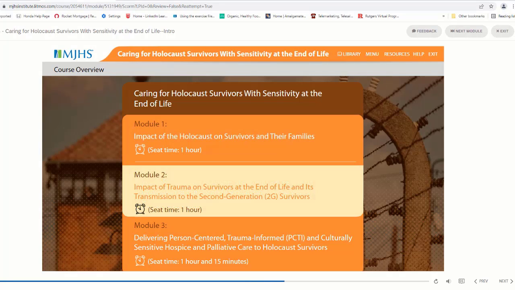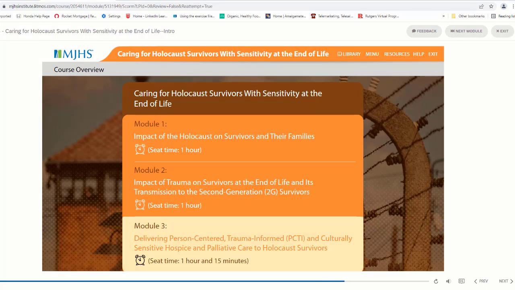Module 2 discusses how to identify Holocaust survivors, how to assess for post-traumatic stress disorder, and learn about dehumanization in medicine. You will become aware of the impact of trauma on survivors at the end of life and how it transmits to the second-generation survivors. Module 3 discusses best practice strategies for professionals on how to deliver person-centered, trauma-informed, and culturally sensitive care to Holocaust and other trauma survivors at the end of life.